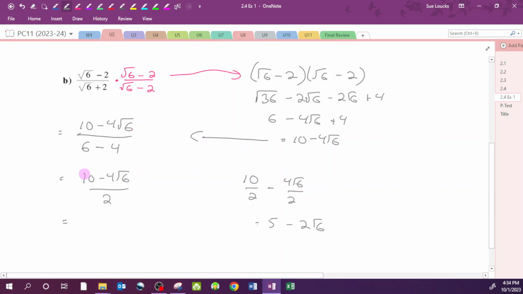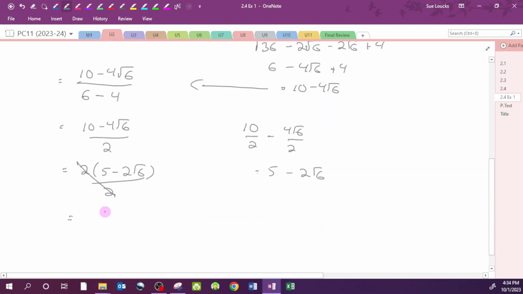Okay, so that's one way that you can do it. The other way you can do it is factor out. I've got a 2 in the denominator. I see that I can factor a 2 out of the numerator, so I can make this 2 times 5 minus 2 root 6 all over 2. And then those 2's cancel, which gets me the 5 minus 2 root 6. The mistake I see most often is that people reduce this 2 with the 10 or the 4, but not both, and that's incorrect. You have to get both of them, okay, whichever technique you use. All right, next example.